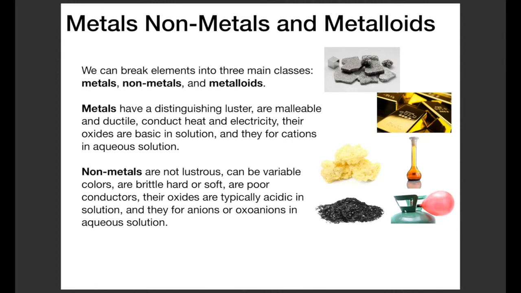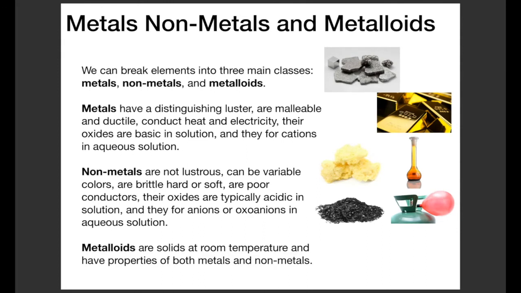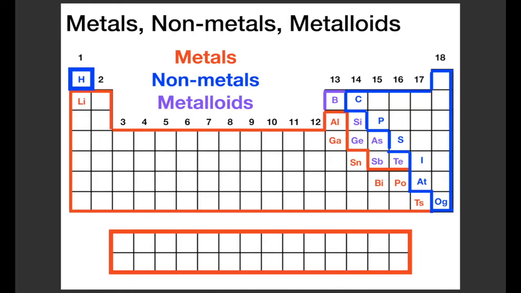Intermediate in properties between metals and nonmetals are so-called metalloids. Metalloids are solids at room temperature and have properties that are both metal-like and non-metal-like. Some examples include silicon and germanium. If we look at the periodic table, the metalloids form a diagonal belt across the p block. To the right of the metalloids, we have nonmetals. To the left of the metalloids, we have metals. In general, the lower down and further to the left an element is on the periodic table, the more likely it is that that element will be a metal.